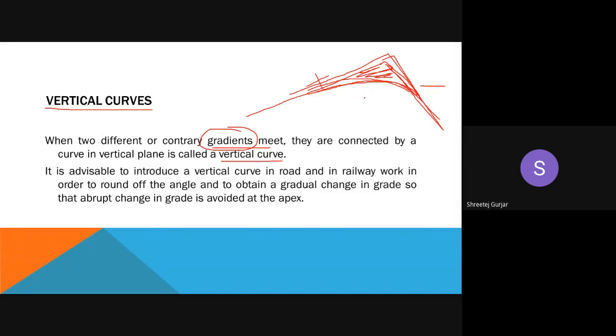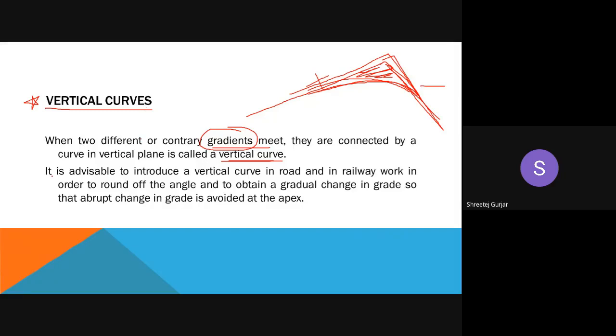So it joins two contrary gradients, and that particular connection is done in the vertical plane, called a vertical curve. Okay, so I hope it is clear what we mean by a vertical curve.